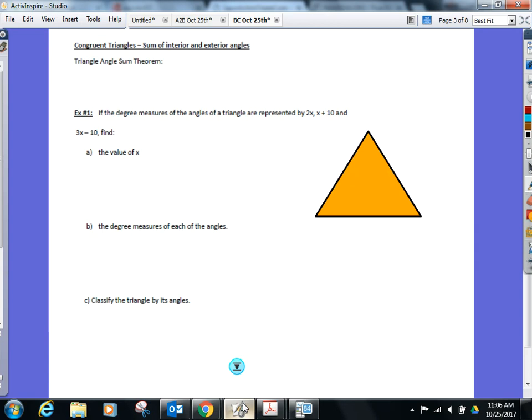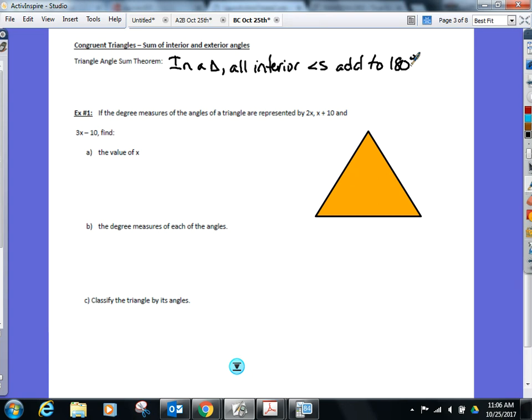In a triangle, all interior angles add to 180. We're going to refer to that as the triangle angle sum theorem now. Give it a name. And notice I said interior, because later on today we're going to talk about the exterior angles of a triangle and how they're formed and what they add up to.